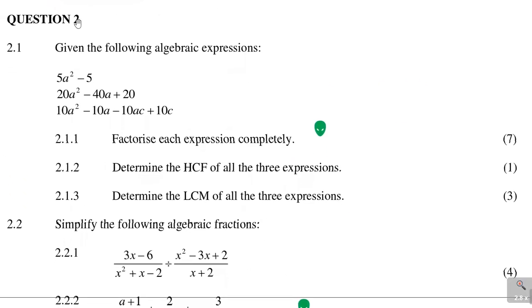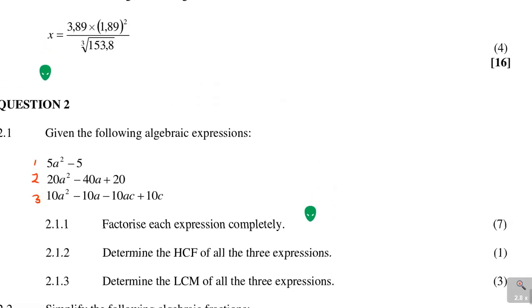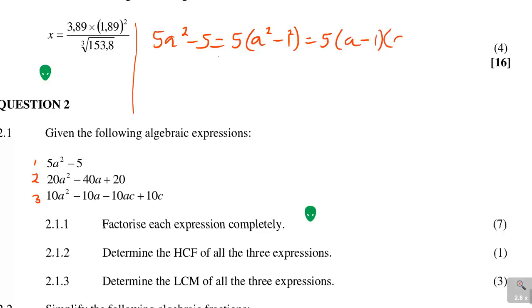Question 2 says, given the following algebraic expressions, you are given the first one, the second one, and the third one. It says factorize each expression completely. So I'm going to factorize them here. Now what is 5a squared minus 5? Take out 5 first because it is common. You have got a squared minus 1, and now a squared minus 1 is the same as a squared minus 1 squared, which is equal to 5 times a difference of 2 squares, a minus 1 and a plus 1.